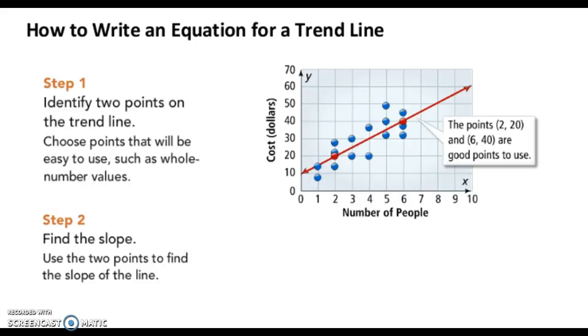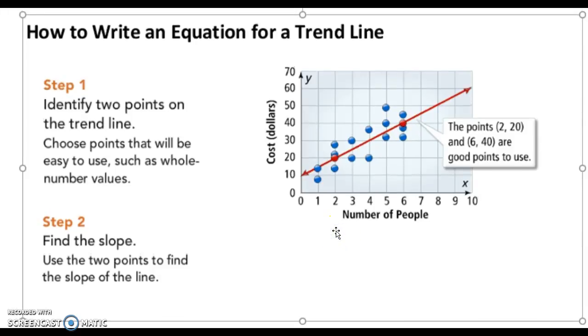Okay, so how do we write an equation for a trend line? We first have to identify 2 points on the trend line. You're going to choose points that are easy to use and whole number values, so we're trying not to pick numbers that are going to be difficult. Over here on the right-hand side, we have chosen the points 2, 20 and 6, 40. Those are both good points because they go right through the middle of the data. Those points were not necessarily on the original data, but we've chosen them because we think they will be easy.